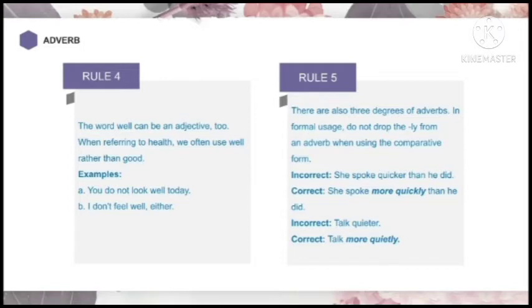Rule 5. There are also the degrees of adverbs in formal usage. Do not drop the ly from an adverb when using comparative form. Example: incorrect. She spoke quicker than he did. Correct. She spoke more quickly than he did. And incorrect. Talk flatter. And the correct is talk more flatly.